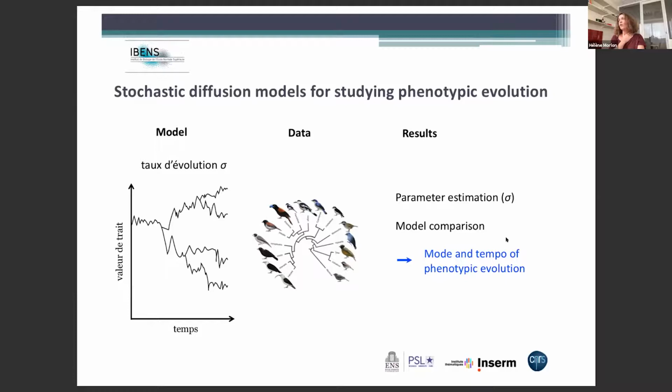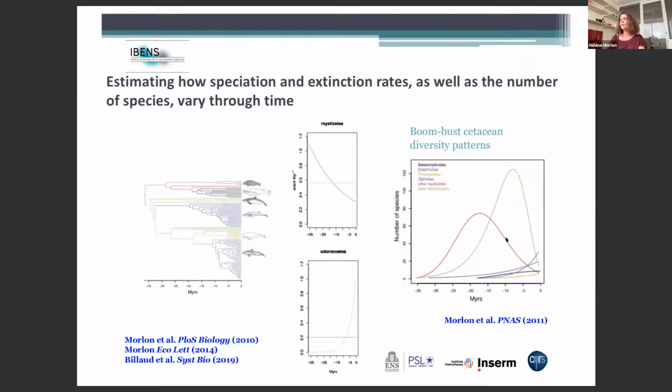So what I did, because this is obviously a pretty broad field, is to showcase a couple of examples of models that we can develop and applications to data, to show you the type of questions that we can address in macroevolution.